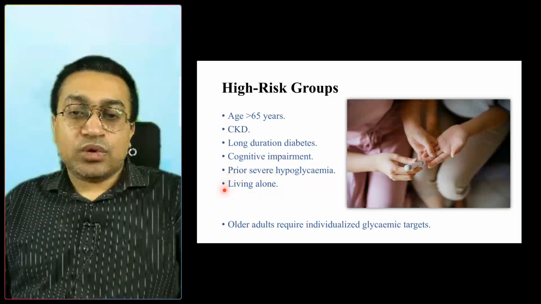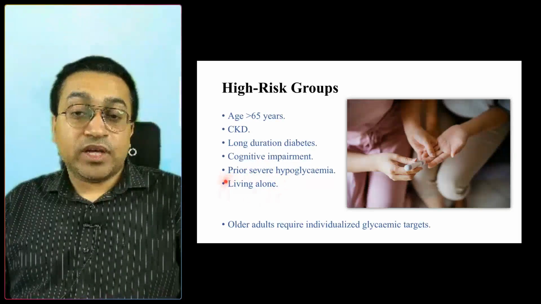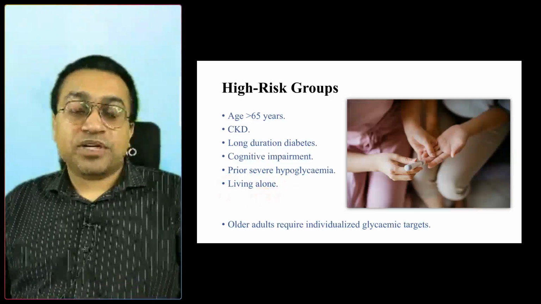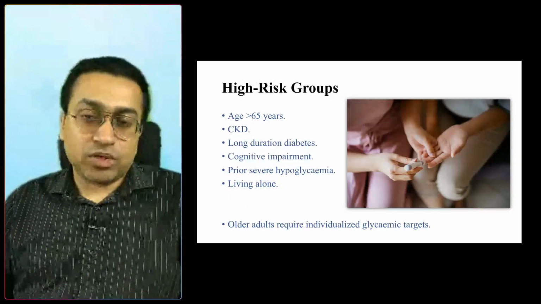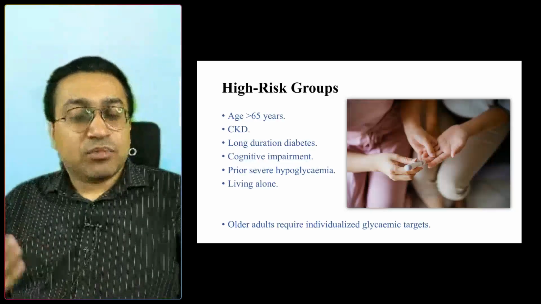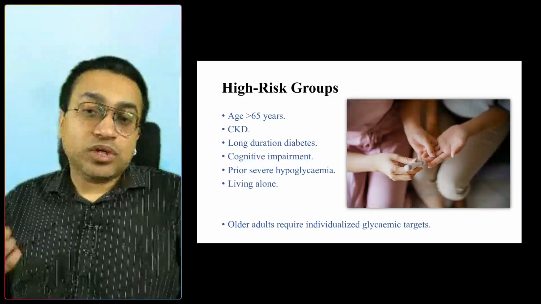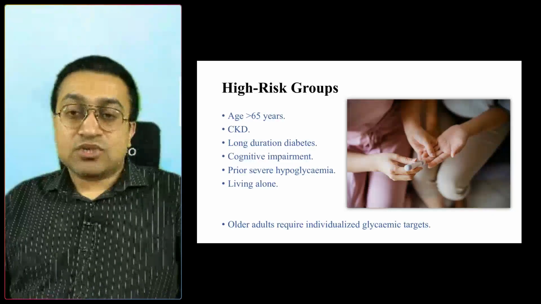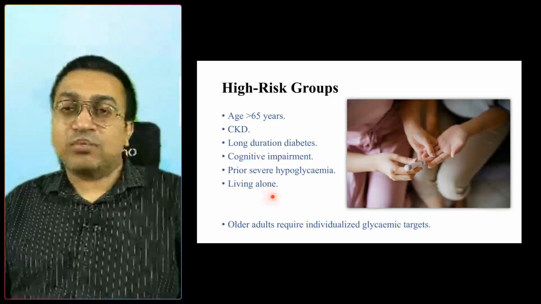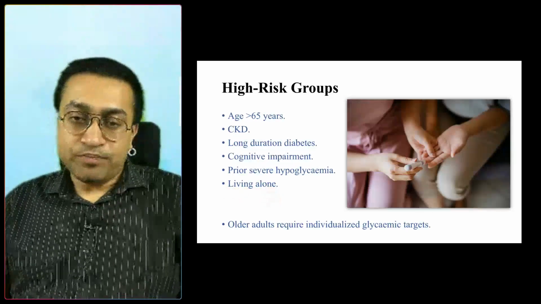So living alone itself is a big problem for the elderly age group. As you know, the usual case scenario, the patients are unable to manage their blood sugar. Many of them are not able to test the blood sugar through the strips, and some of them are not able to inject the insulin themselves. So those patients are at high risk because they cannot manage the hypoglycemia also at home.